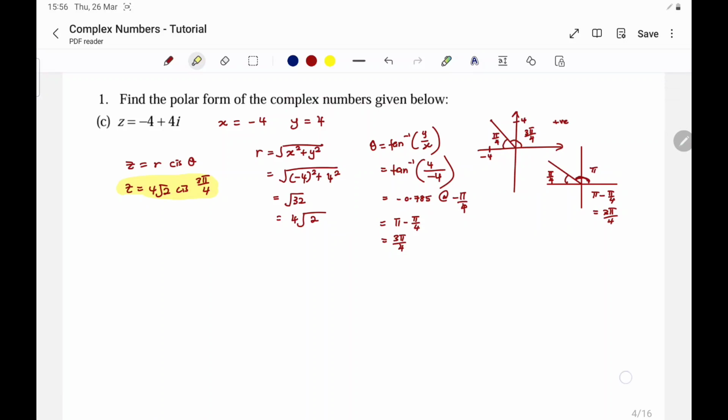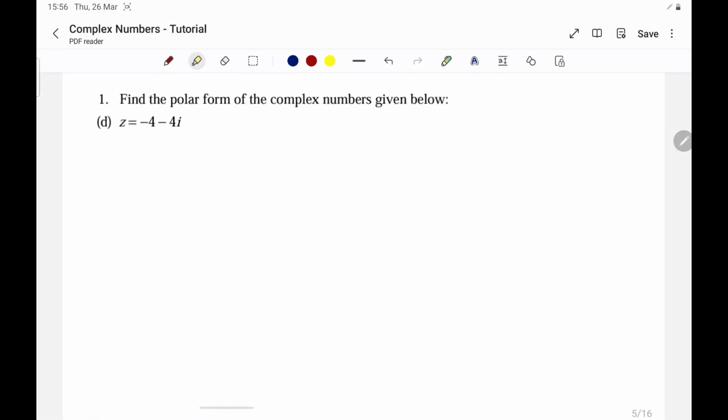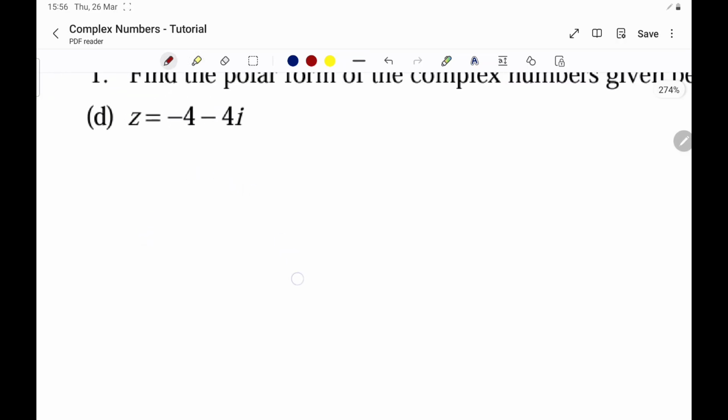So we proceed to the next question. We have question D, z is equal to negative 4 minus 4i. For this one, also similar. We want to write in the polar form, r at angle theta. So identify x and y first. X is equal to negative 4, y is equal to negative 4.